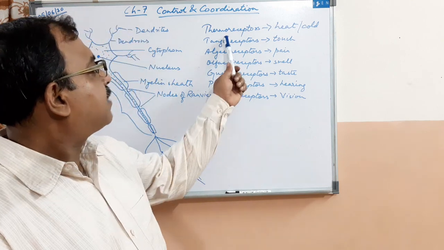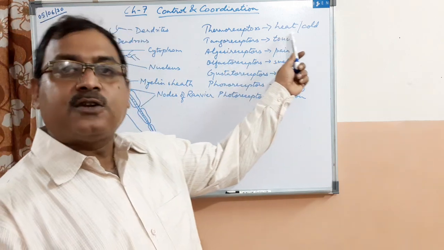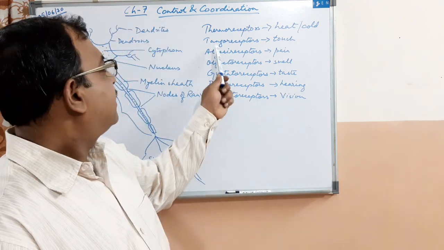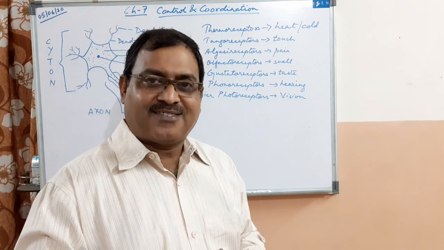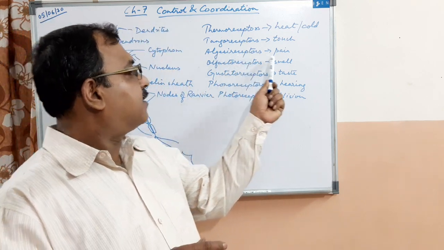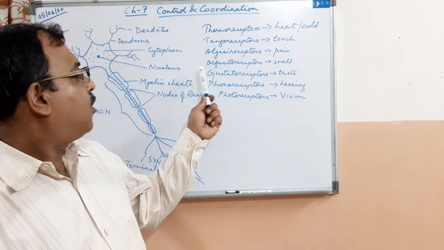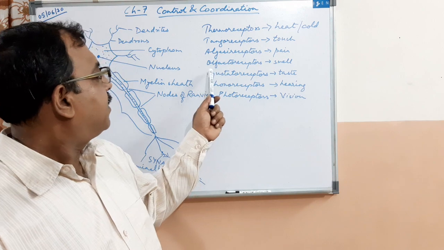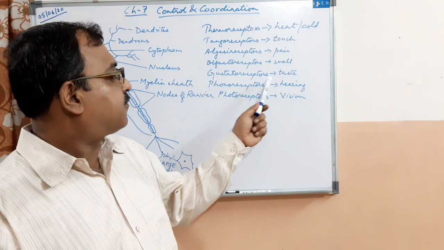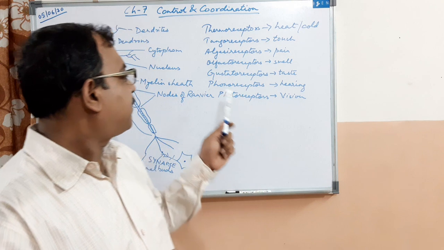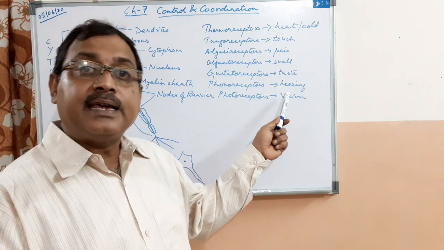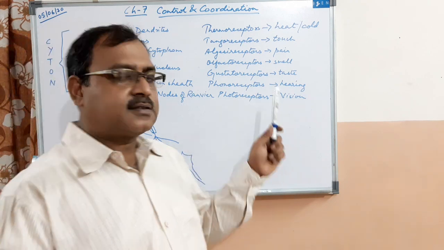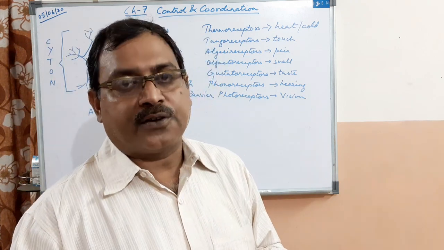As I said, thermoreceptors for heat or cold, meaning to sense change in temperature. Tango receptors for touch. Algae receptors for pain. Olfactoreceptors for smell, present in the nose. Gustatoreceptors for taste, present only in the tongue. Phonoreceptors for hearing, present in the inner ear. Photoreceptors, present in your eye, for vision.